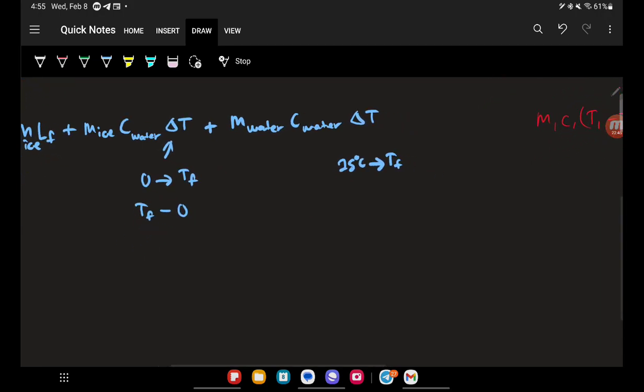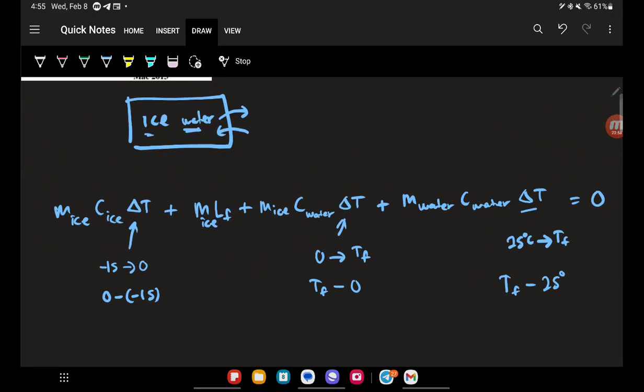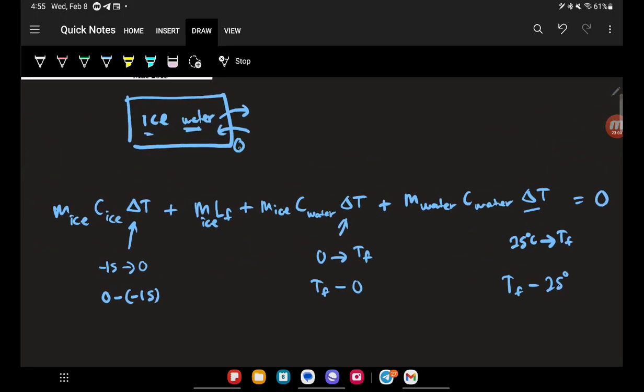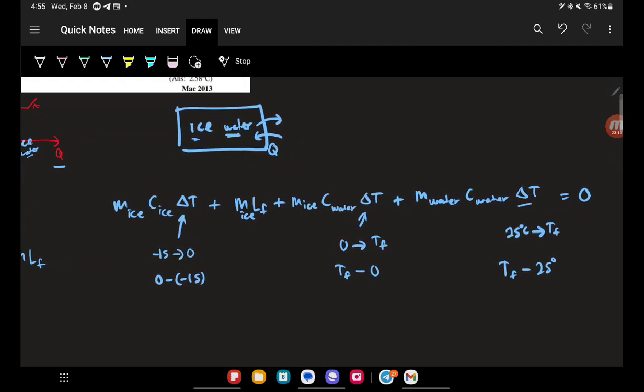Okay, but then for this equation, the operation for delta T here would be TF minus 25 degrees Celsius, and then all of this should equal 0, because I mentioned before there's no heat going into or going out of the system. So solve this, you will be left with only TF, the unknown variable. You should get the answer, inshallah.